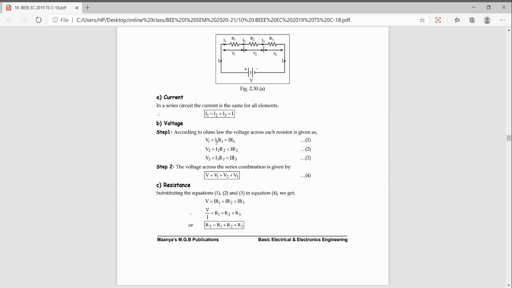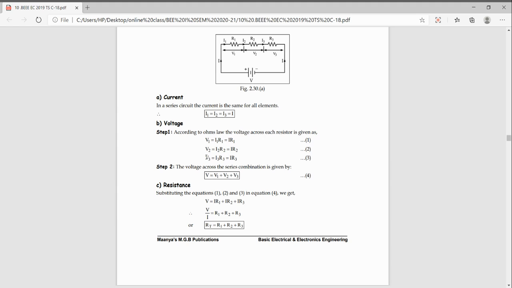But we know already that I1 is equal to I according to the above formula. So I can directly substitute the value I in place of I1, I2, I3. So V1 is equal to I into R1, V2 is equal to I into R2, V3 is equal to I into R3 finally. So the voltages will be different in the series connection according to the resistance.